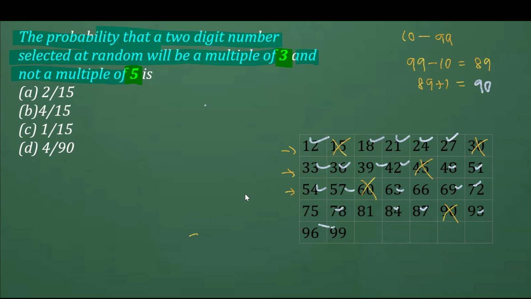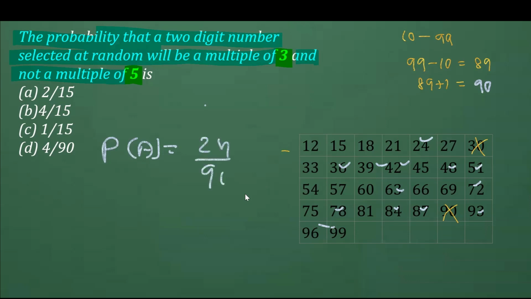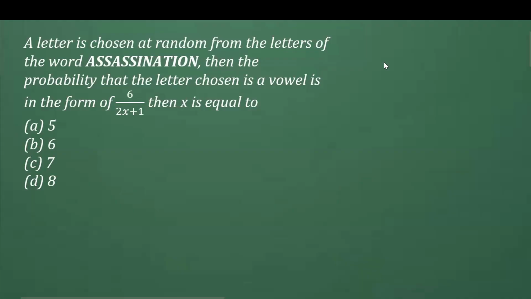So when you know that favorable is 24 and total is 90, then the required probability will be the favorable, that is 24, divided by the total number of observations. It can be reduced: 6 4 times, 6 15 times. That is 4 over 15 should be the answer. We have option B as the correct option in this case.